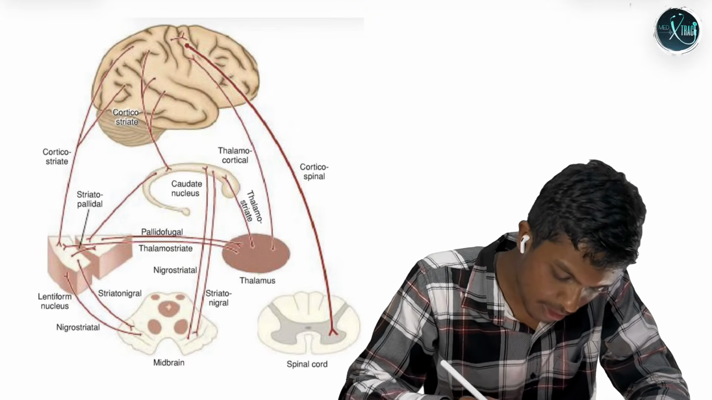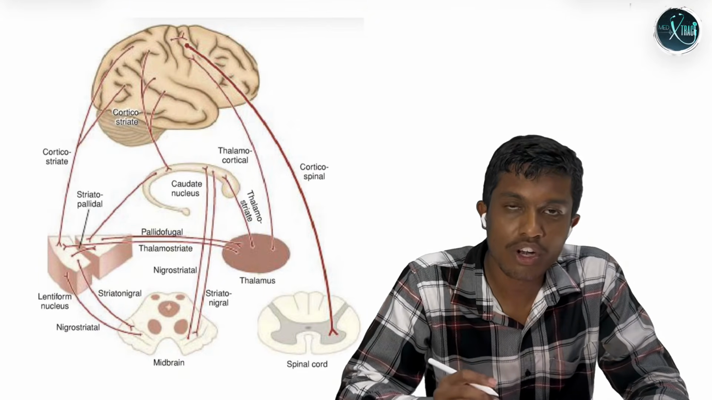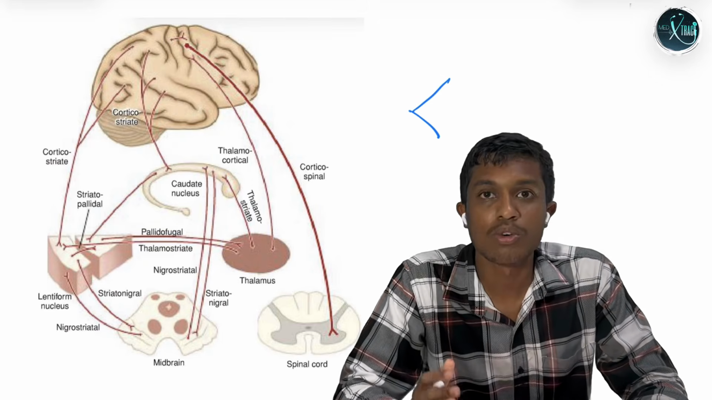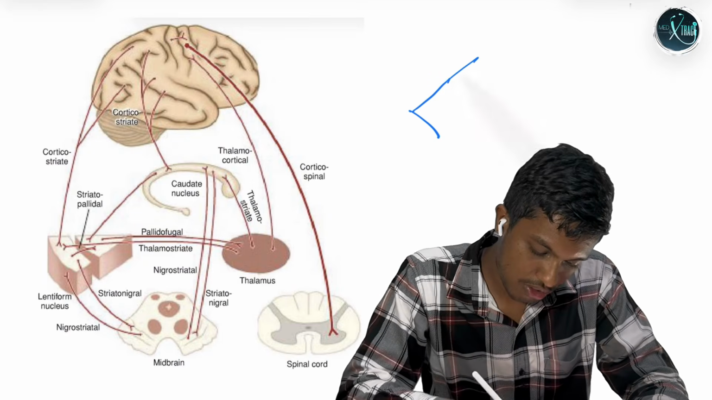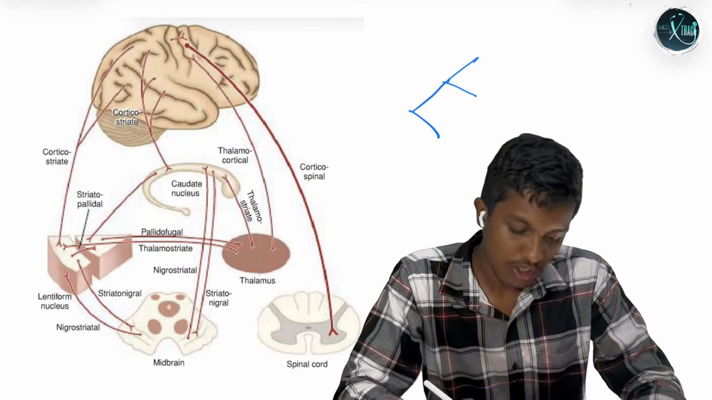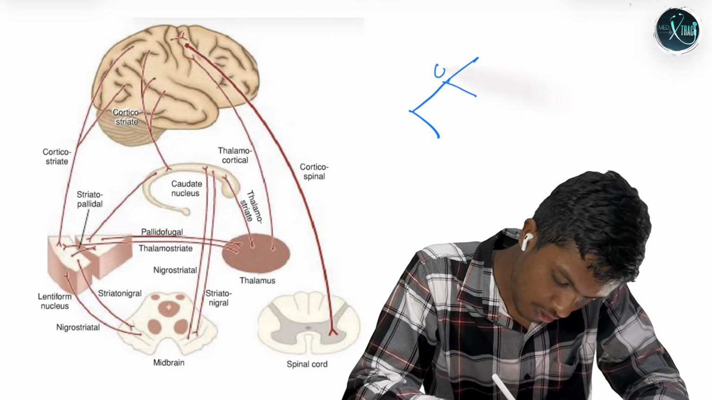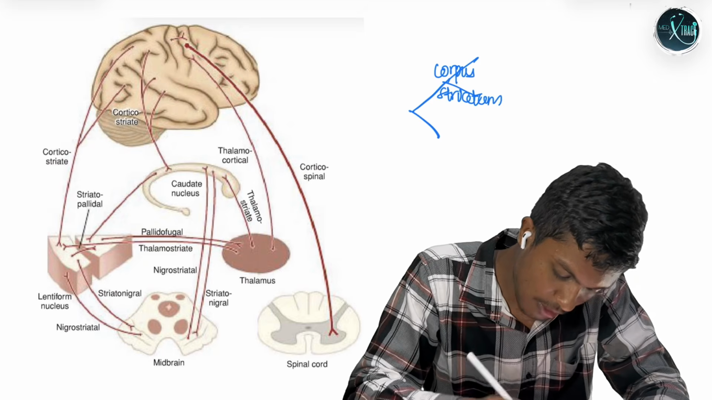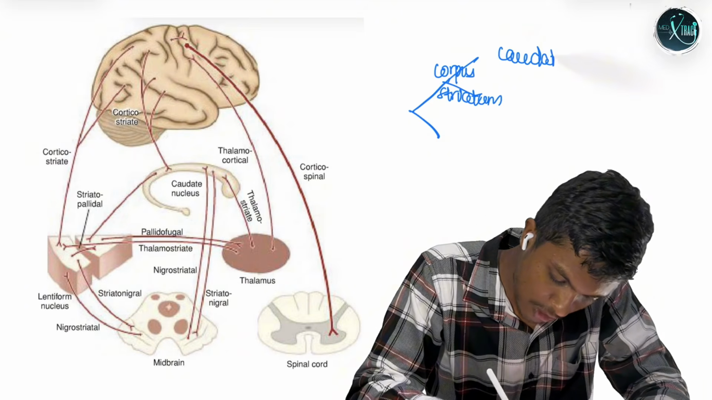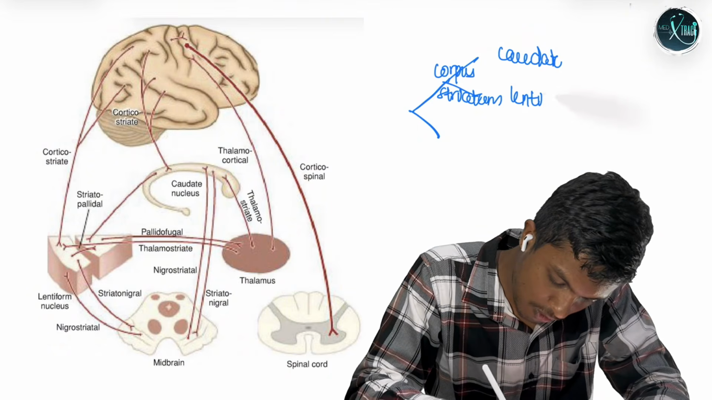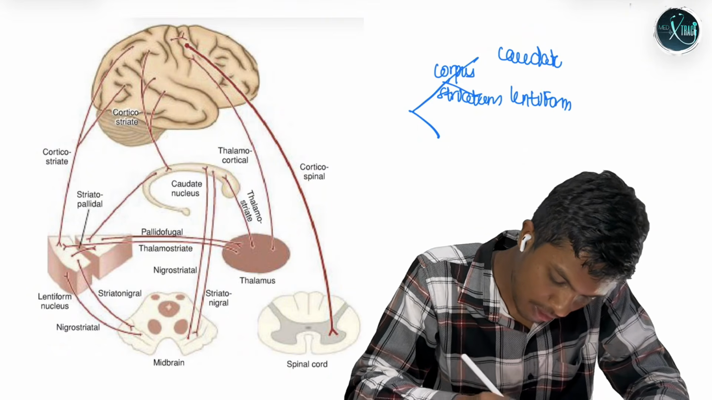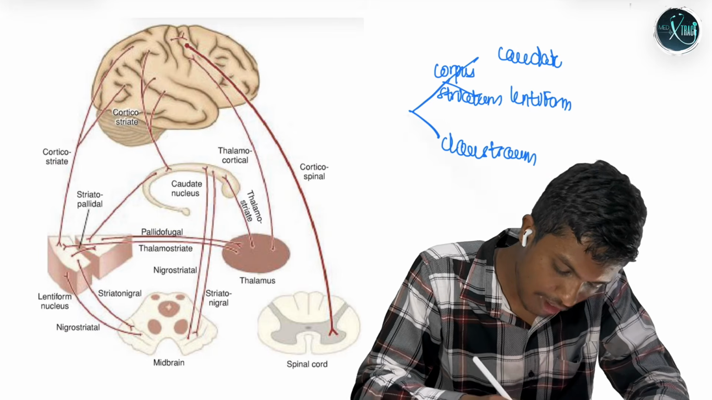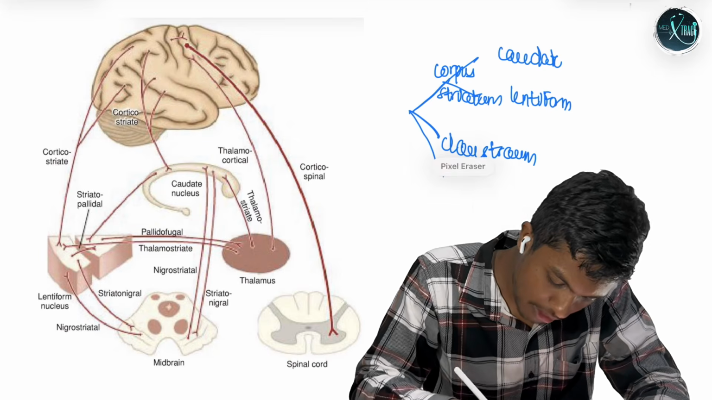To revise, basal ganglia is anatomically divided into the corpus striatum, and corpus striatum further into the caudate nucleus and lentiform nucleus. Other parts include the claustrum, which is lateral and does not have any significant function, and the amygdala.